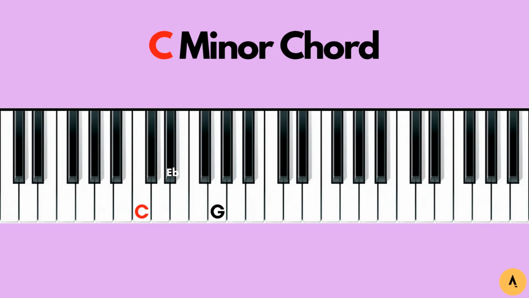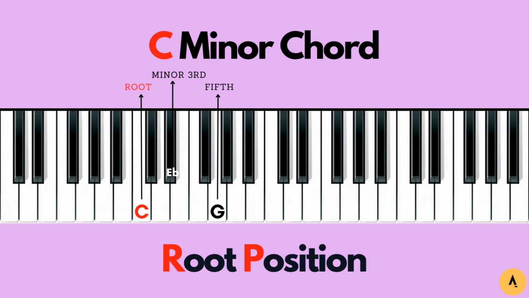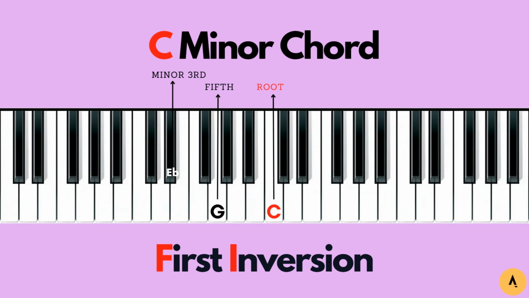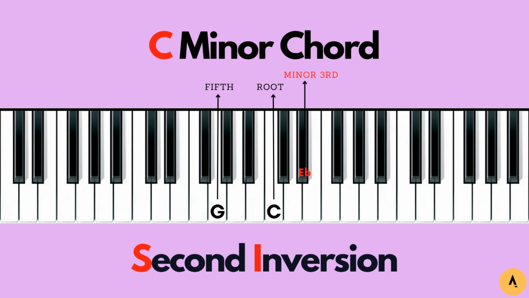A C minor root position is C, E flat, G. First inversion, E flat, G, C. Second inversion, G, C, E flat.